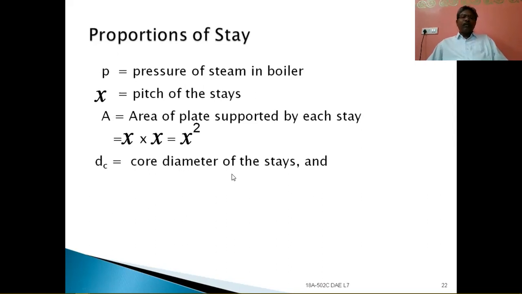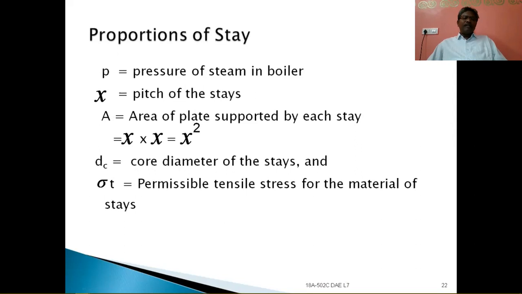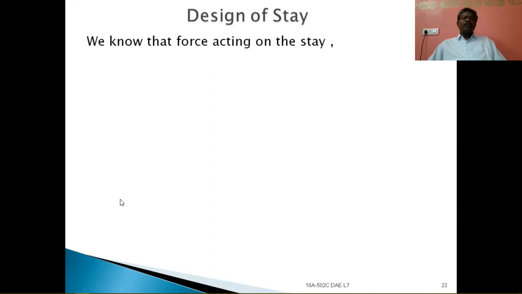DC is equal to core diameter of the stays, and sigma T is the permissible tensile stress for the material of stays. So how to design a stay? Now, from the inside, the boiler will apply pressure on the stay and supporting plate.